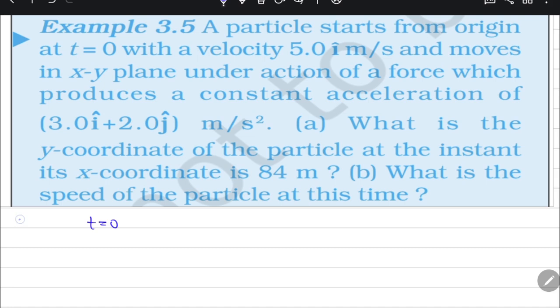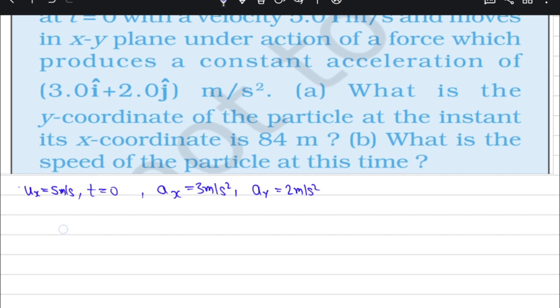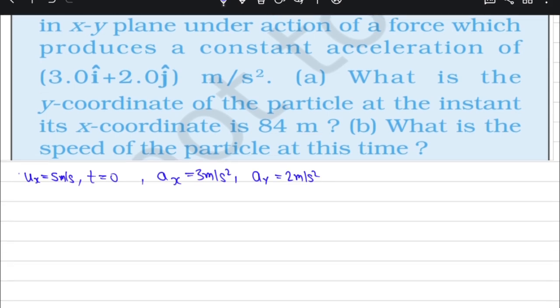With the velocity, they have given the x component of velocity, that is 5 meter per second, and it moves in the xy plane under the action of a force which produces a constant acceleration 3 i cap. So the x component of acceleration is 3 meter per second square, and the y component of acceleration is 2 meter per second square. What is the y coordinate of the particle at that instant when its x coordinate is 84 meter? And what is the speed of the particle at that time? They are asking the y coordinate of the particle at that instant where the x coordinate is 84 meter.